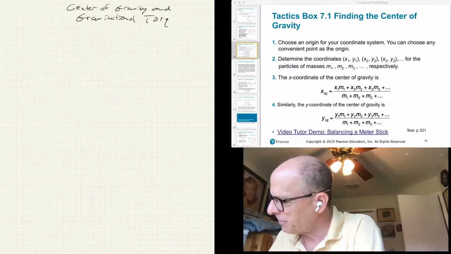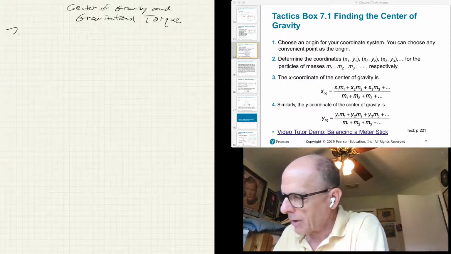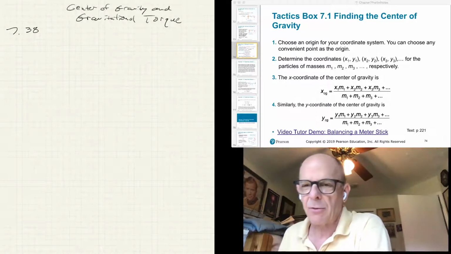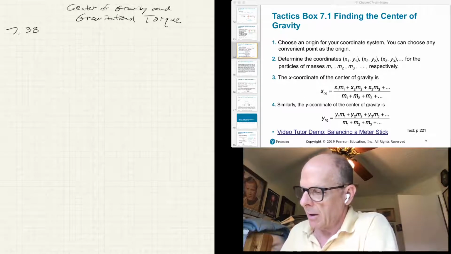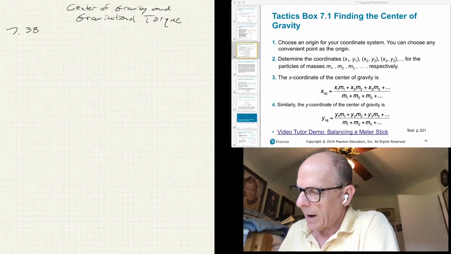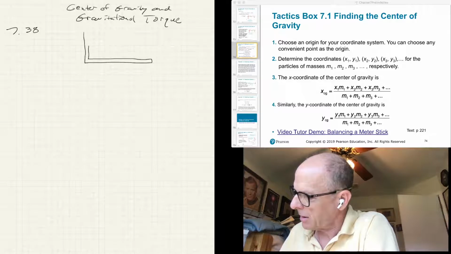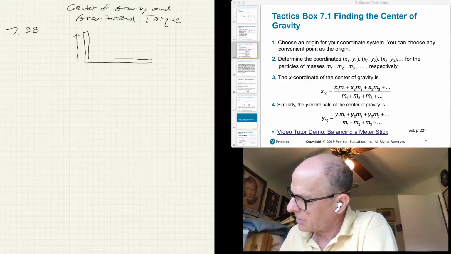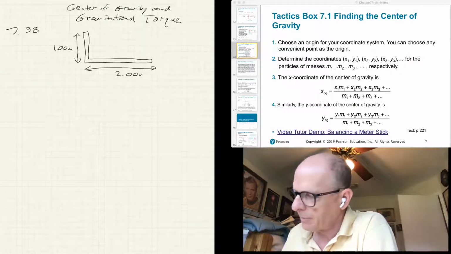Let's do an example. This is from the end of the chapter, chapter 7, number 38. It's two parts. First, we're going to find the location of the center of gravity. Then we're going to calculate the torque. So what we have is two beams connected to each other in an L shape like this. And the length of this beam is 1 meter, and the length of the horizontal beam is 2 meters.